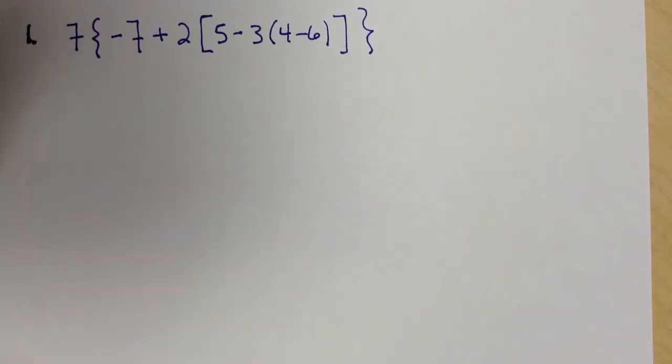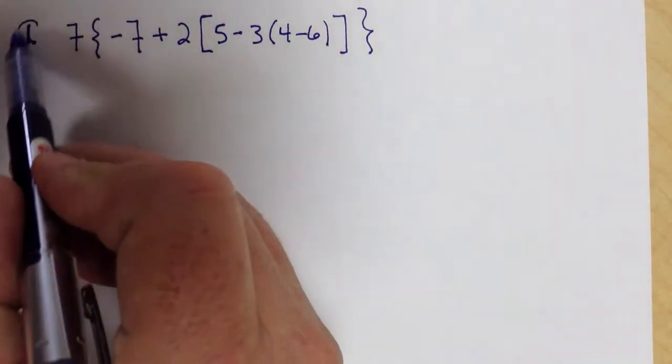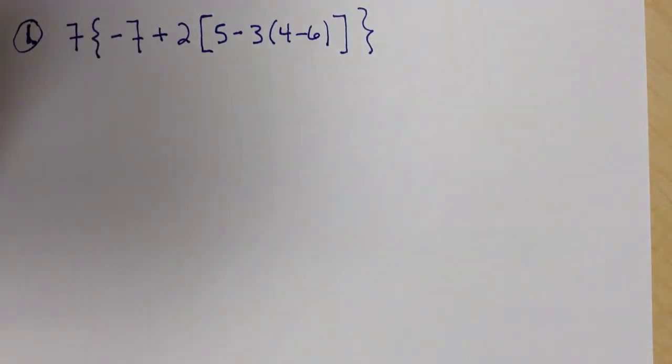Alright, a video for the answers to the Algebra 2 review sheet for the coming test on Thursday. Questions 1 and 2 are about simplification using PEMDAS. So in question number 1 here, first thing I want to do is find the innermost parenthesis or bracket.